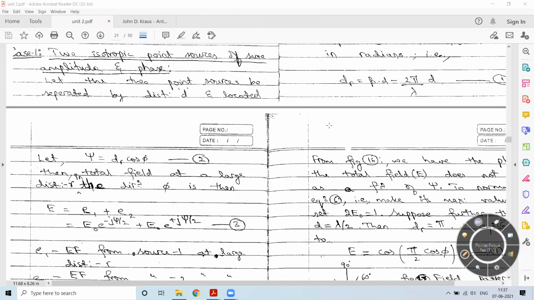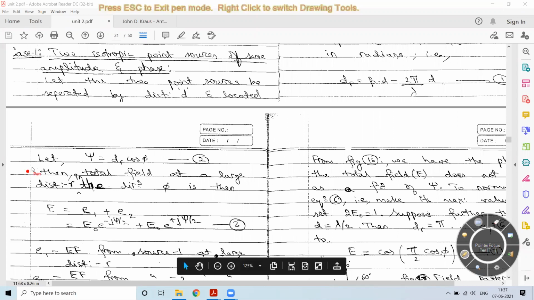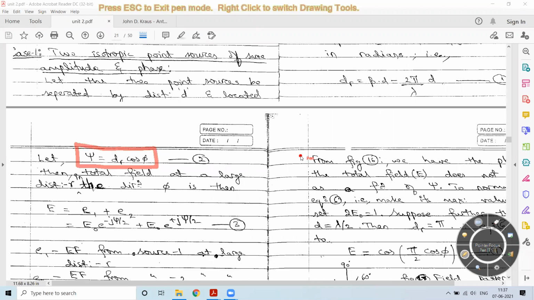So now what we have is, if we represent psi as dr cos phi, then we can make use of this equation in order to make the representation of the total field. So this is basically giving you the phase variation.